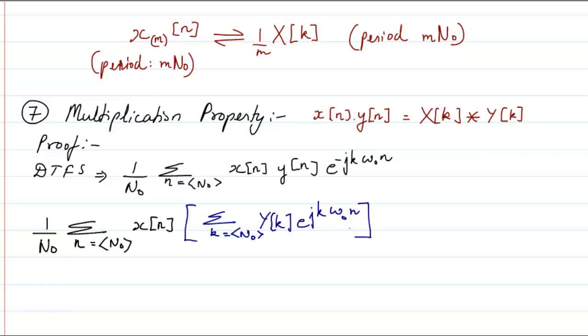So instead of y of n, I have substituted the inverse equation. That means y of n can be found out from y of k. That equation of inverse DTFS I have written here. Now what remains on the other side is e raised to power minus j k omega naught n. Now changing the order of summation.